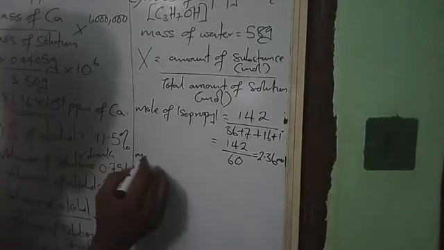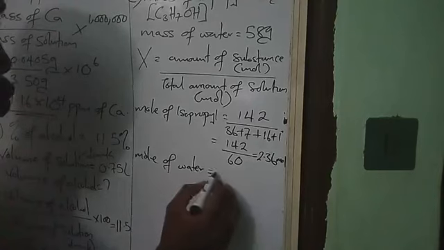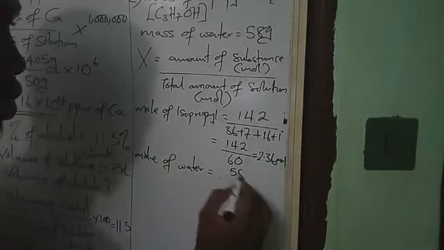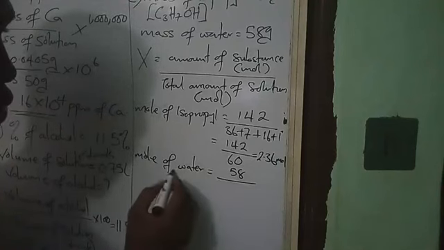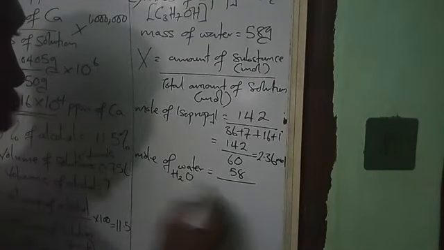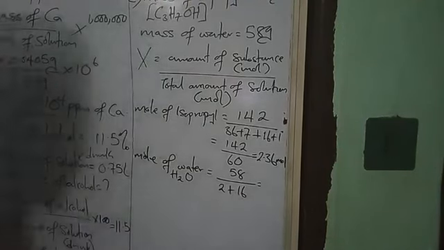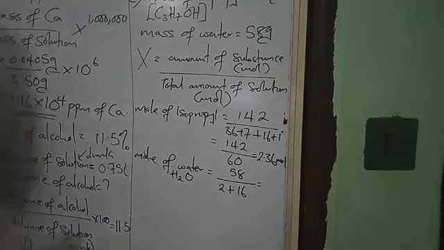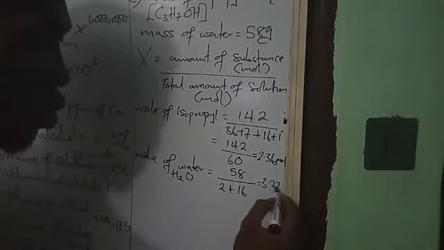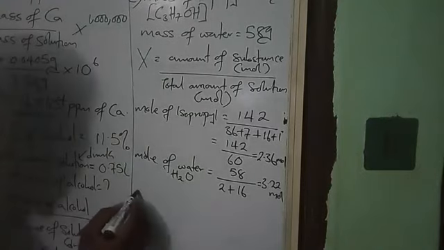What about the mole of the water? We need the mole of both of them to get the mole fraction. Note that water is H2O. That's mass, which is 58, over molar mass of water, which is 18. H is 2 times 1, plus oxygen, which is 16, that's 18. When you divide 58 by 18, it gives us 3.22 mole.